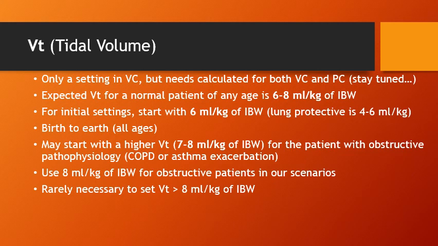Now, expected tidal volume, like we said earlier, for a normal patient of any age is 6 to 8 milliliters per kilogram of ideal body weight. But for initial settings, we're going to say start with 6 milliliters per kilogram of ideal body weight.